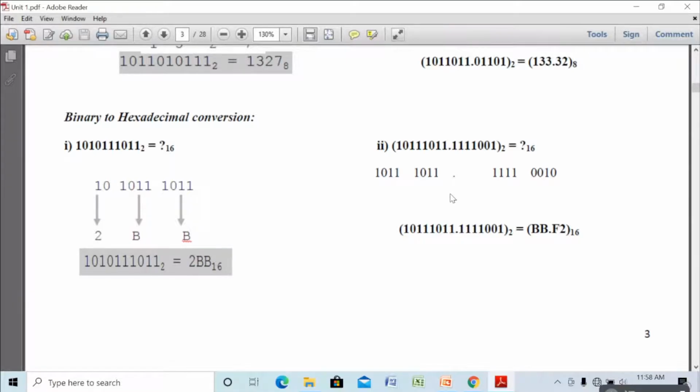So the answer is 1E dot D8. Some of you made mistakes. So finally, in the fractional part, we have 11101. We have to separate the first 4 digits, 1110, its value is D. Then in the last, the number 1 is there, so we have to put 0 on the right side. So the answer is 8.